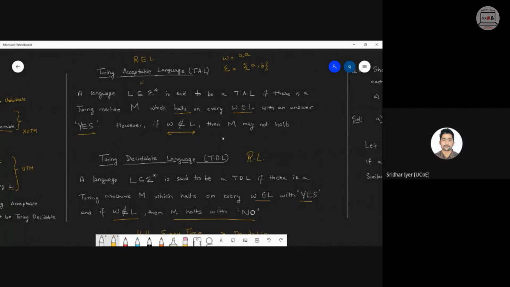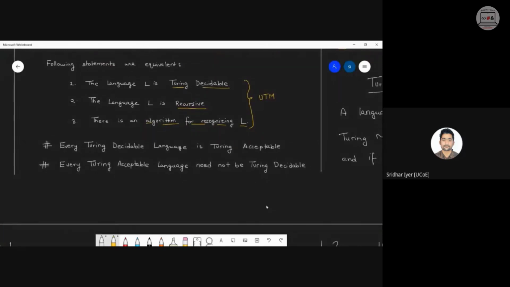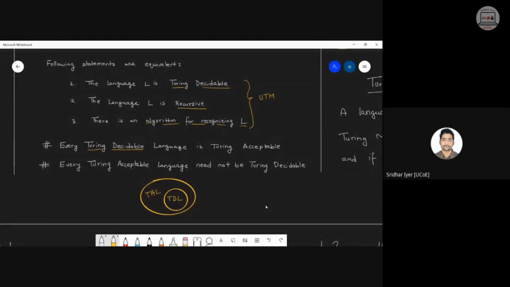So let's see one more definition based on this. This is very important, these last two lines. I can say that every Turing decidable language is Turing acceptable, whereas every Turing acceptable language need not be Turing decidable. Is it clear? Just have a look at this Venn diagram. This is a Turing decidable language and this is a Turing acceptable language. Every Turing decidable language is Turing acceptable.